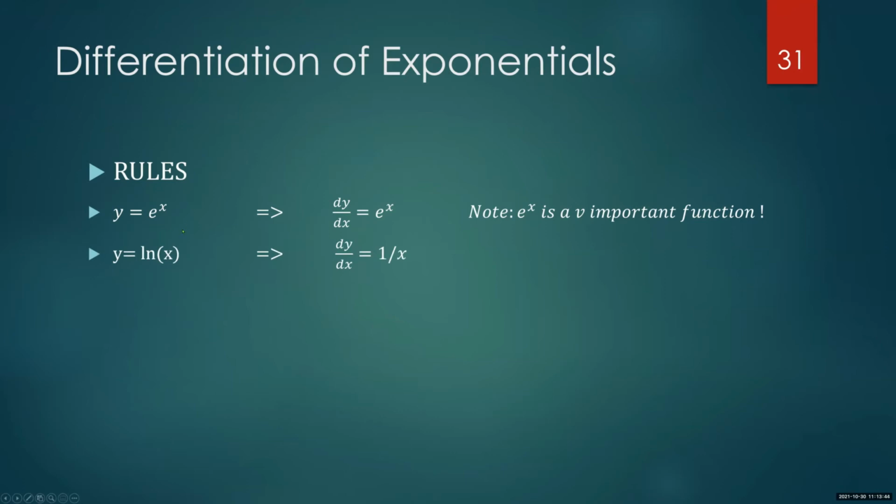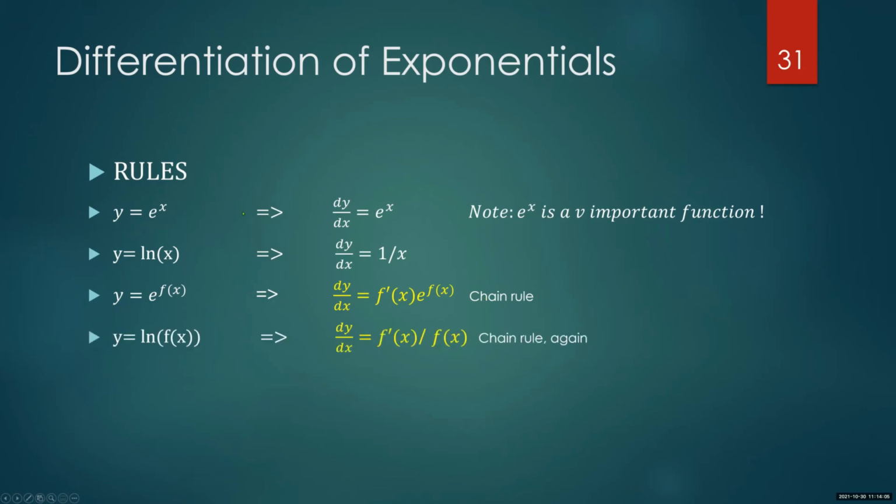If y is the natural log of x, that's the log to the base e. If y is the natural log of x, dy dx is equal to 1 over x. If y is equal to e to the power of f of x, dy dx is equal to f dash of x by e to the power of f of x. That's the chain rule. And if y is the natural log of f of x, dy dx is equal to f dash of x all over f of x, which is the chain rule again.